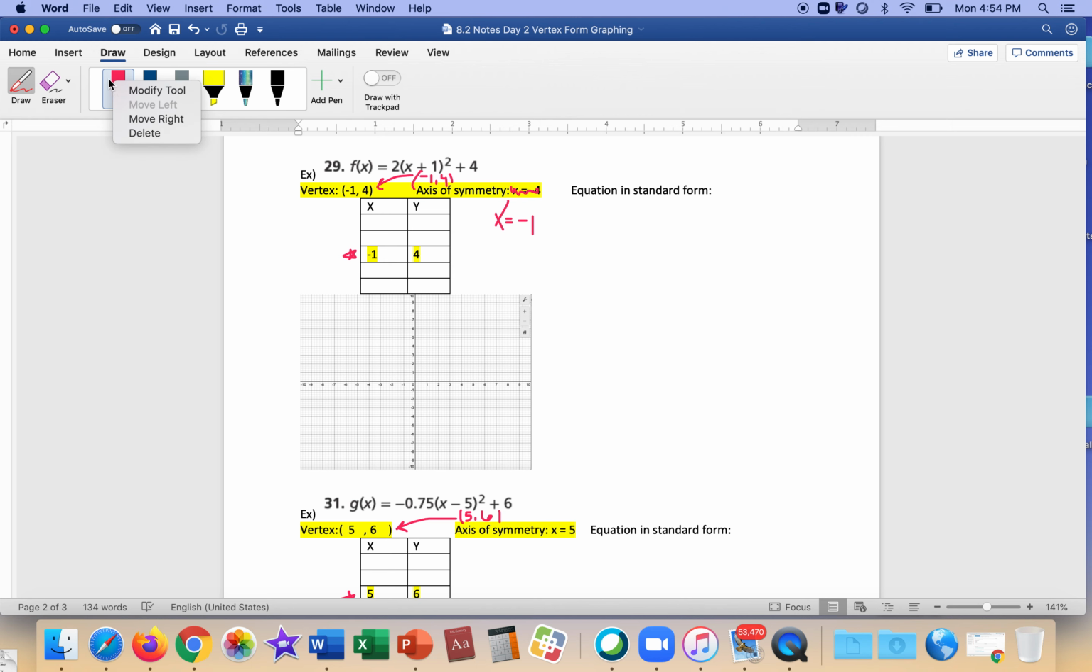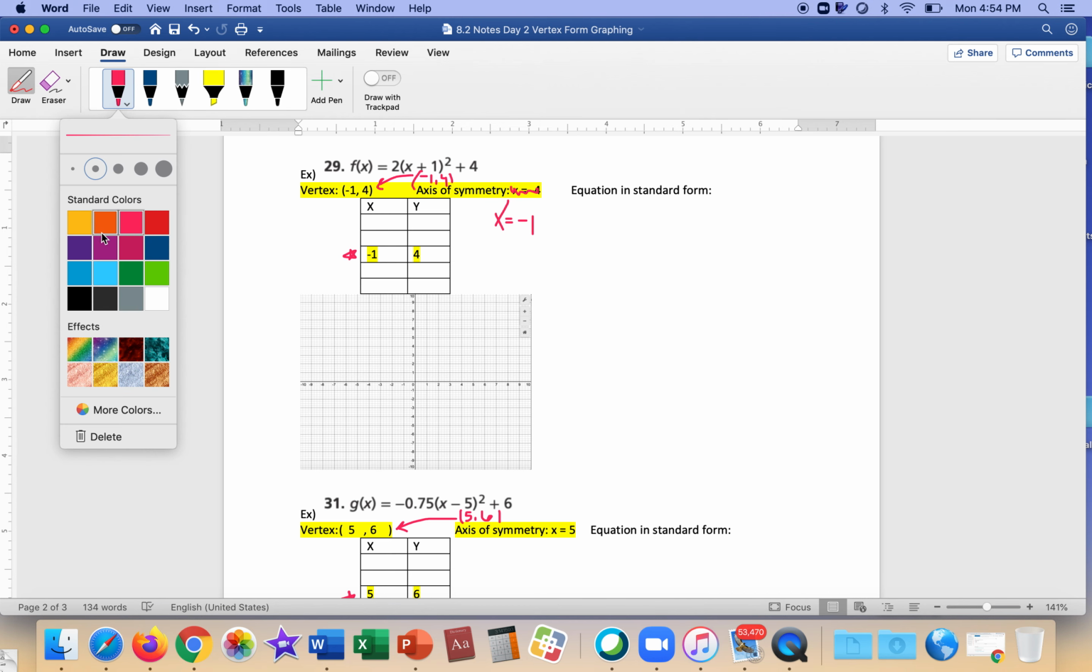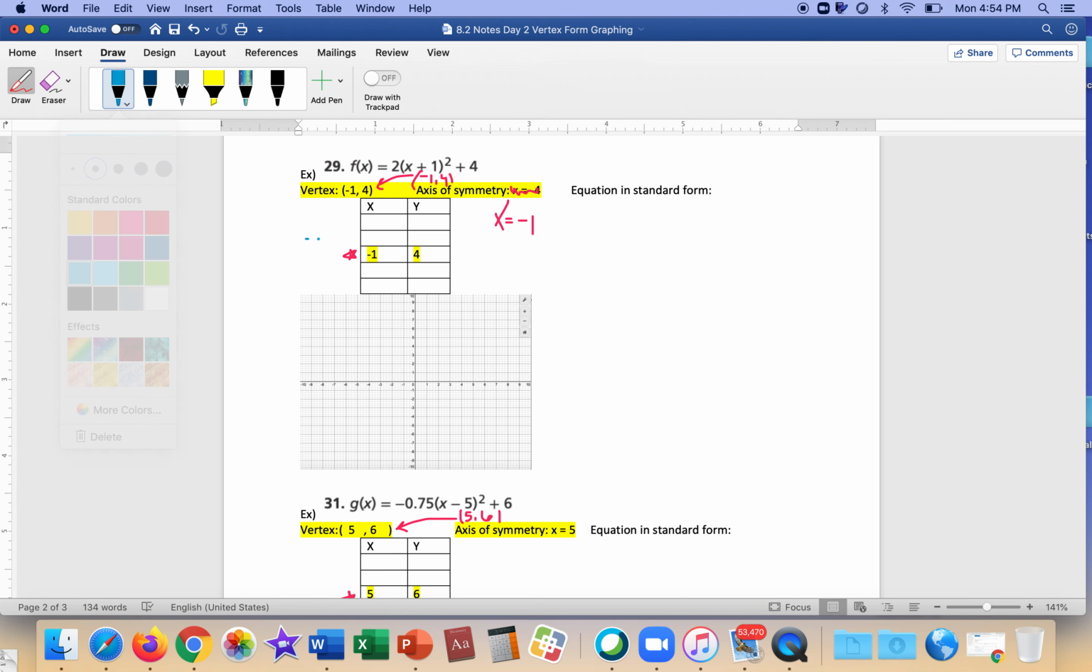Okay, let's pick a different color. So let's do blue. Let's pick two values that are less than -1, right? We're plugging in x values, and then we're going to do two that are more.